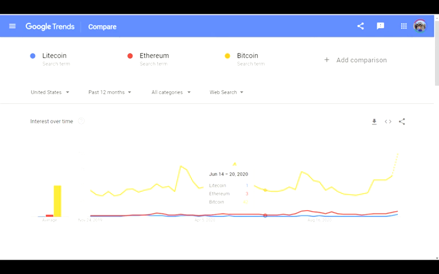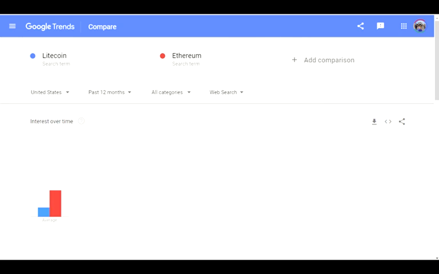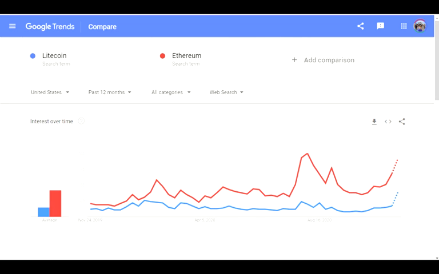And of course, the yellow line, Bitcoin, obviously is the most popular one. So it is searched the most on Google Trend compared to the other two. And if we take out Bitcoin, maybe we can see the undercurrent of Litecoin and Ethereum. So let's simply remove Bitcoin. And now we have a new plot.